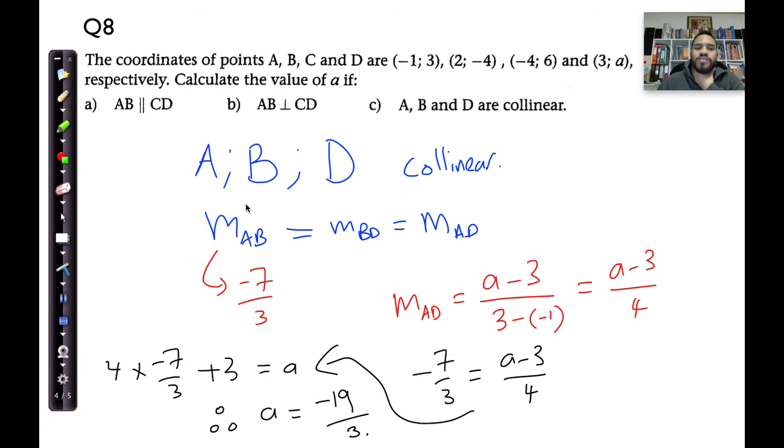That's my solution. If the points are collinear, I know that the gradient between any two points on that line, between any collinear points, must be equivalent. So knowing that MAB is equal to minus 7 over 3, and that must be the same as MBD, therefore AD must be the same. Now what you can also do is try it between points BD, and you'll notice it gives you the same value.